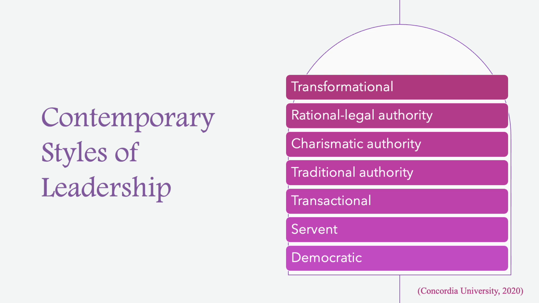Servant style is described as serving others, so the leader would be there to promote the employees in any way that they need. The power is shared in this environment. Democratic leadership is a style where leadership and employees make decisions together. They have open communication and feedback, creating a very open environment.